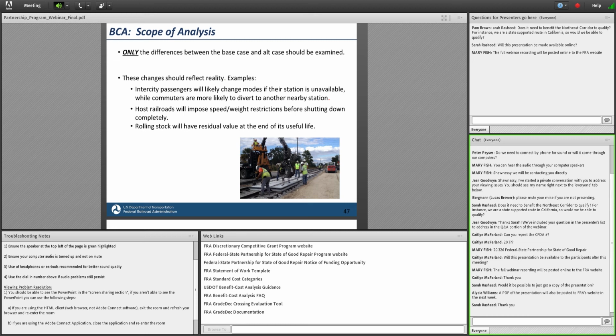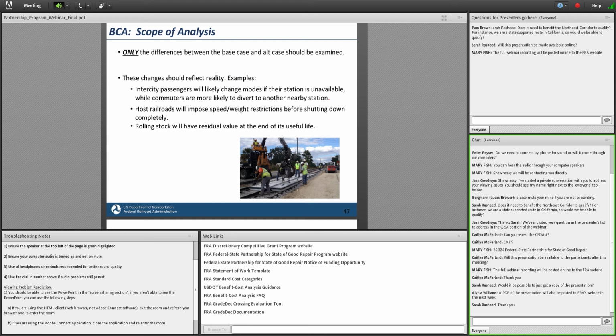And as benefit cost analyses are essentially marginal analyses, only the difference between your base case, which is the world as it exists today, and your alternate case, which is your proposed project, should be examined. If you are proposing a project and you're saying this is in anticipation of a different project that will be completed at some future point, the benefits of that additional future project are irrelevant. Again, you should be focused on the current project.